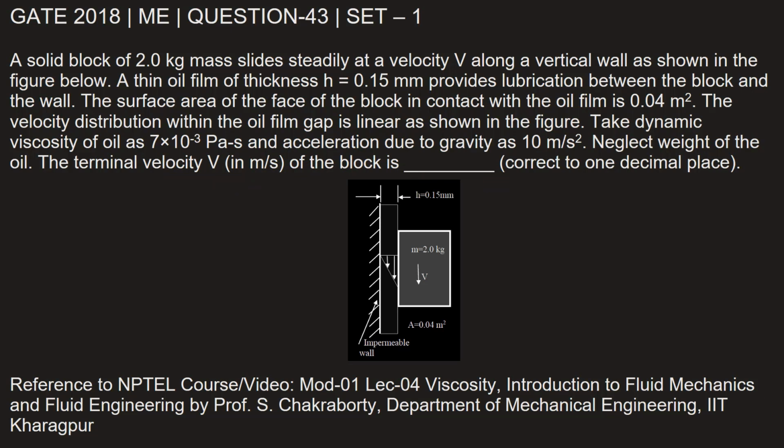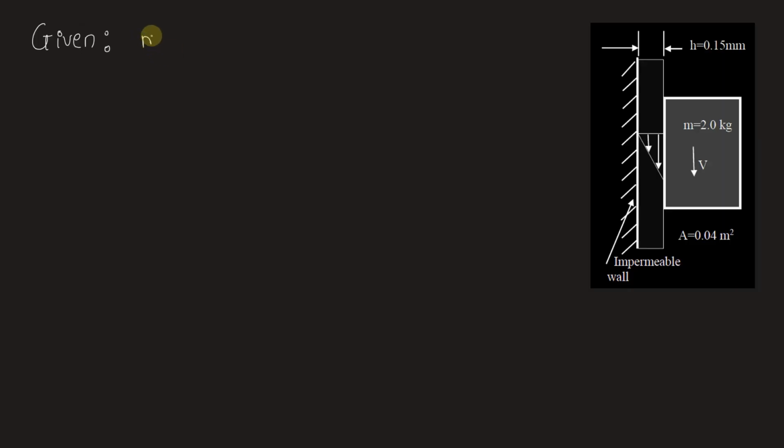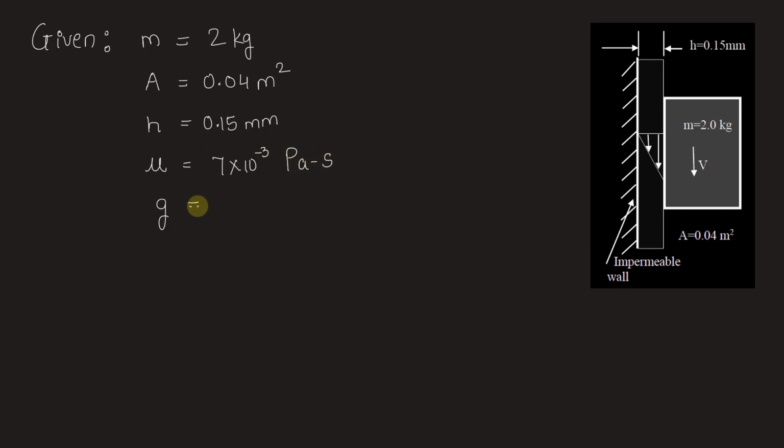Let's start by writing the given information. So we have mass of the block is given as 2 kg. Area of the block that is in contact with the oil film is 0.04 meter square. Thickness of the oil film h is 0.15 millimeters and dynamic viscosity of oil is 7 into 10 to the power minus 3 Pascal seconds. Also, acceleration due to gravity is 10 meter per second square.